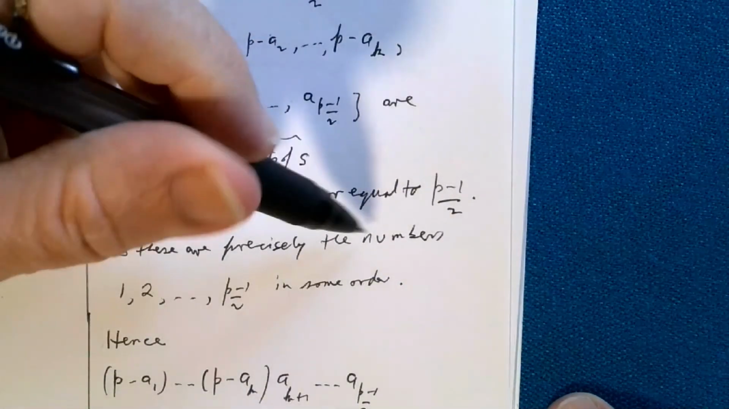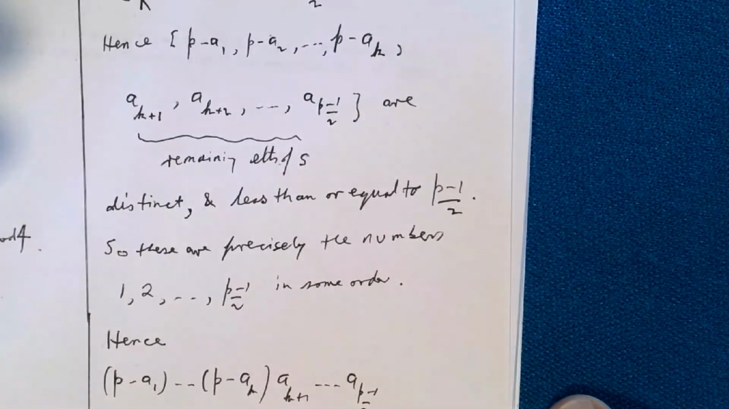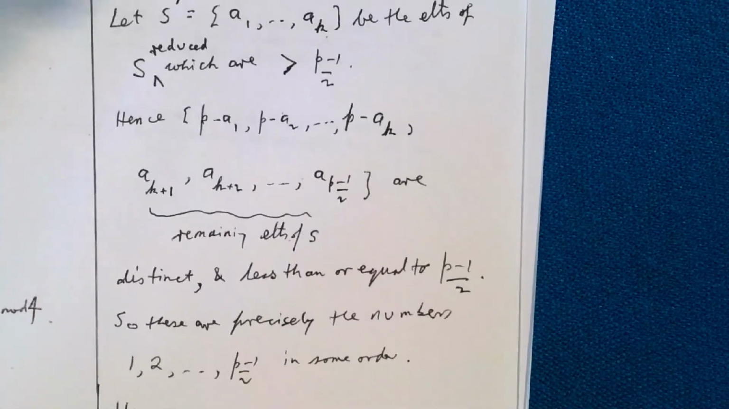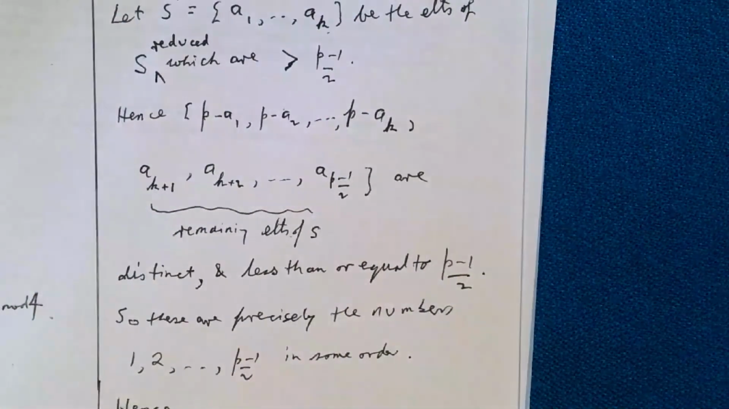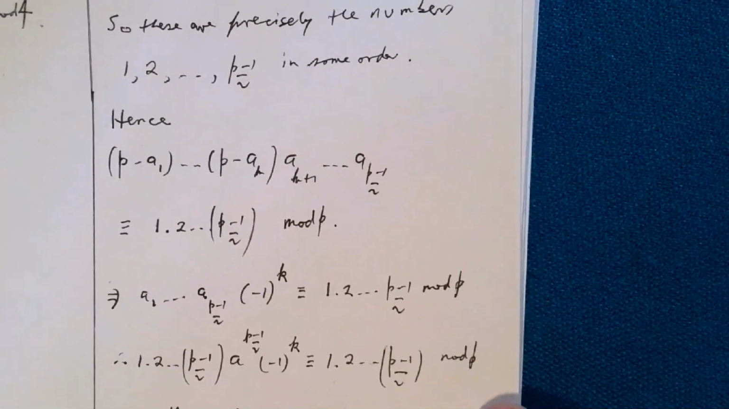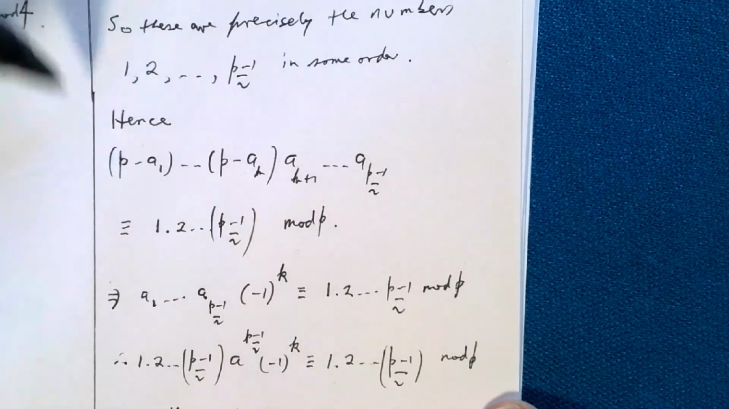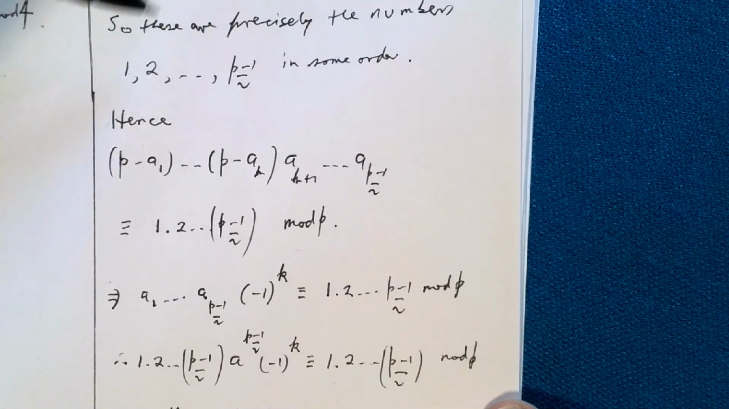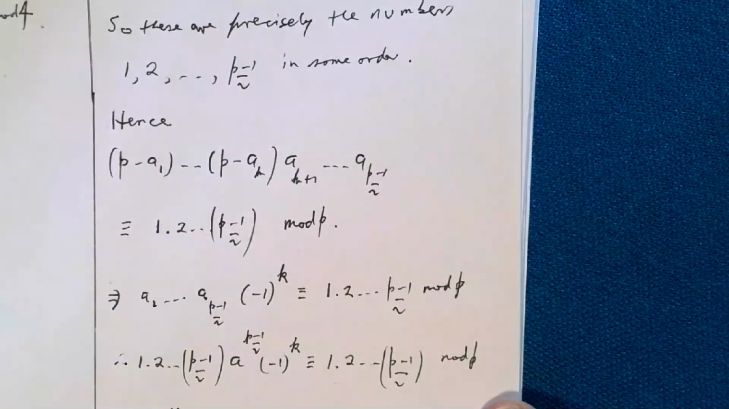These are precisely the numbers from 1 up to (P minus 1)/2, but in some order. Finally, I'm going to multiply everything together. So I'm going to multiply all the numbers in this list together, and that gets me this. And these numbers are supposed to be these numbers in some order. So when I multiply them, the product of all these has to equal the product of all of these numbers, modulo P.